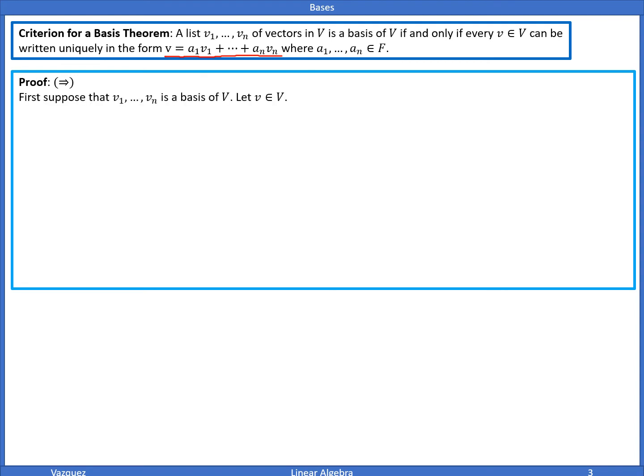First, we're going to suppose that v1 through vn is a basis of V. We're going to let v be an element of the vector space. Well, because v1 through vn spans V, there are scalars a1 through an such that the equation in the theorem holds. Right, so we can write this v here.